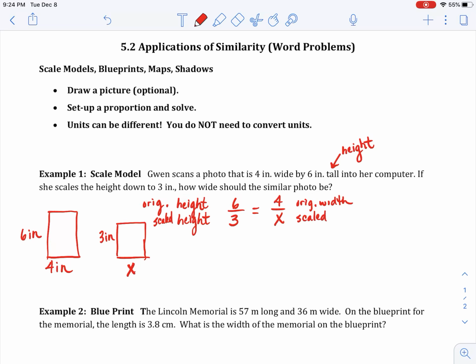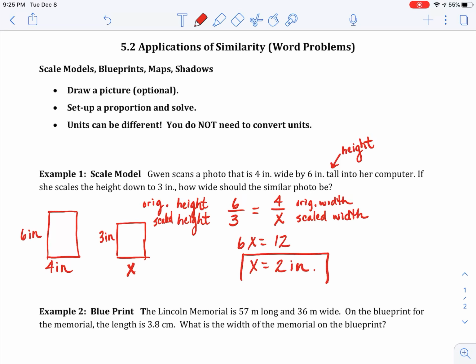And that's really important for proportions, that whatever you do on one side of the equal sign, you have to do something similar on the other side. So you can't put the scaled width on the top on the other side if you put the scaled height on the bottom on the original side. All right, so we're going to cross multiply this. We're going to get 6x equals 12. We're going to divide by 6, and our x equals 2. And so it says, how wide should the similar photo be? It should be 2 inches wide.